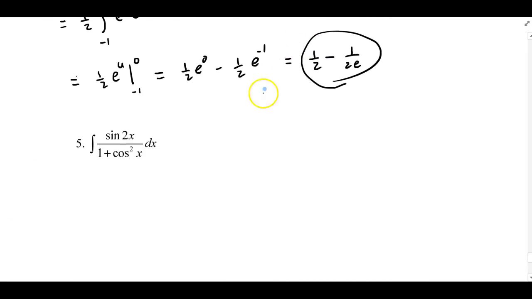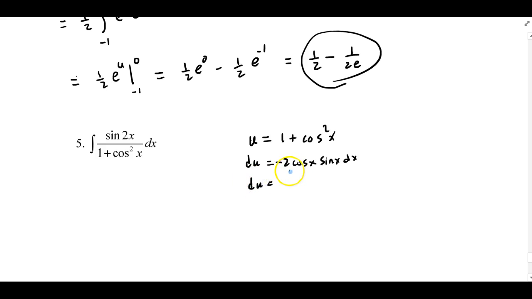All right, so on this last one, we're going to go ahead and choose u to be, this time, 1 plus cosine squared x. Now, remember, this kind of looks like the one that we did in lecture, but this one's slightly different. If I choose u to be 1 plus cosine squared x, then du is going to be equal to, this goes to 0. The derivative of this is going to be 2 cosine x, and the derivative of cosine x is negative sine x, so we get negative sine x dx.